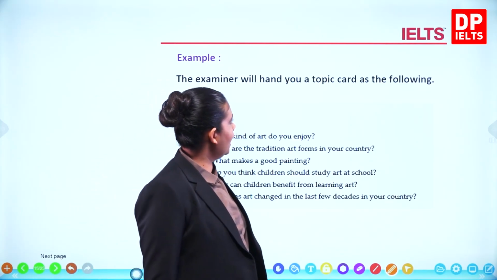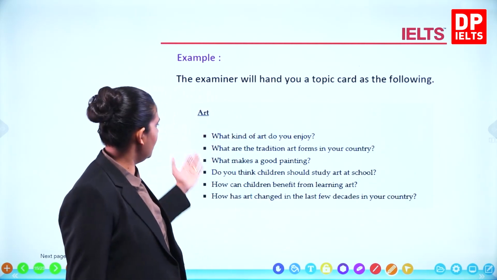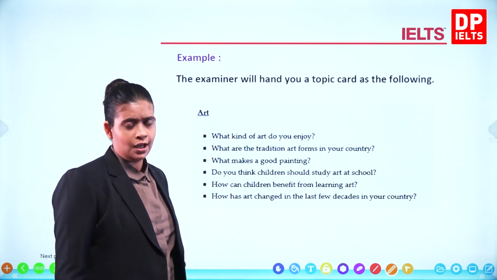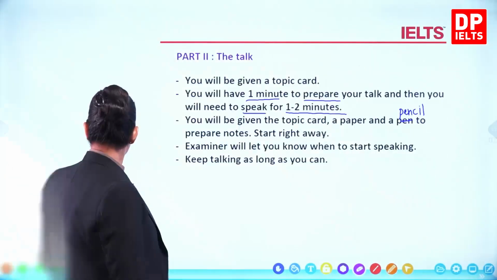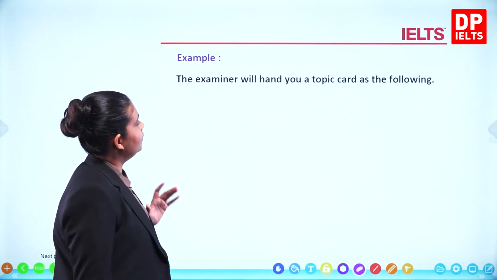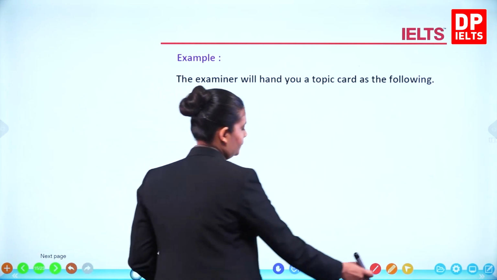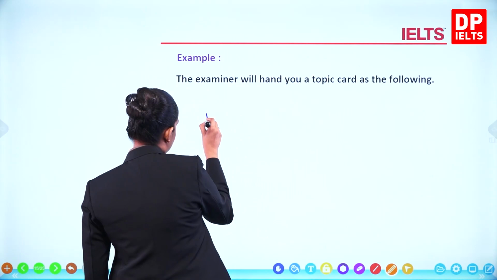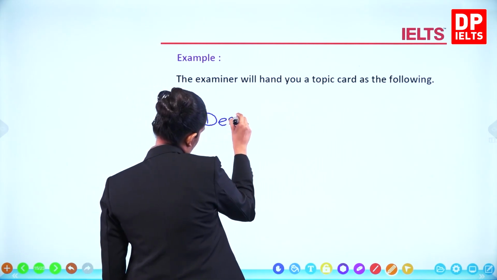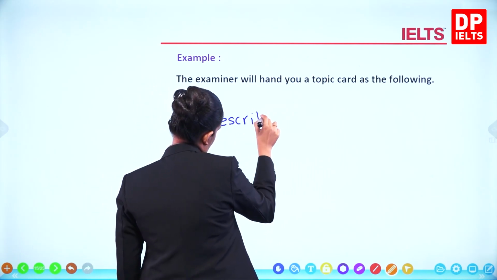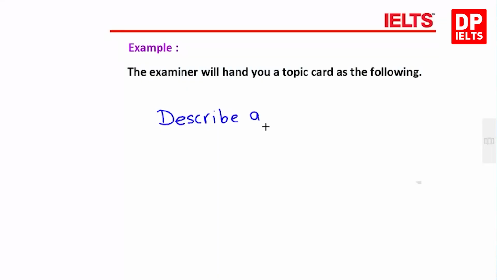The examiner will hand you a topic card and you will have some of the following questions. Now, art. So, let's have a look at an example. The examiner will hand you a topic card as the following. Okay? So, describe a piece of art you like.